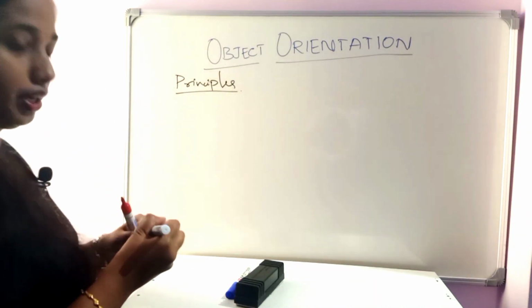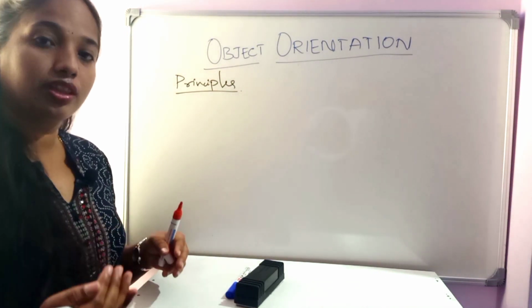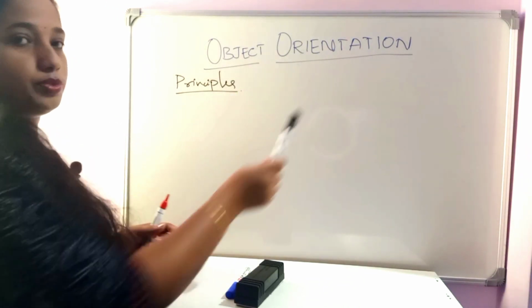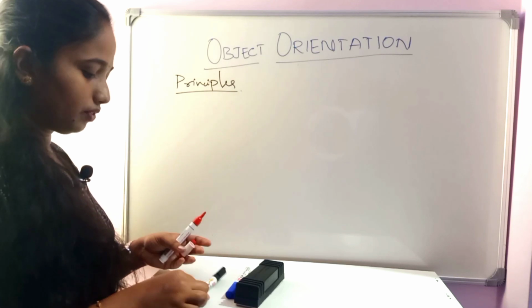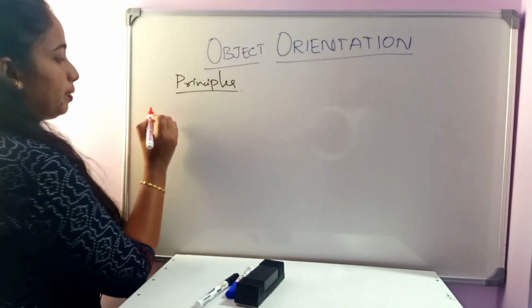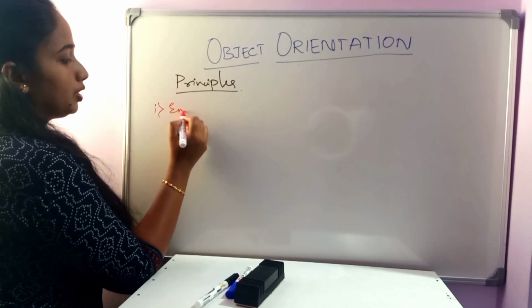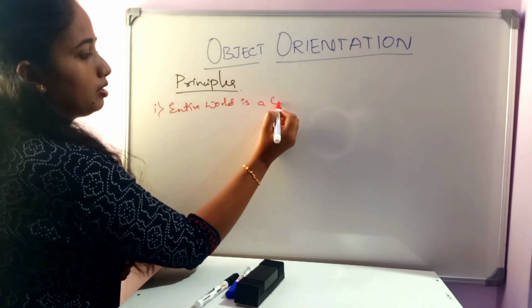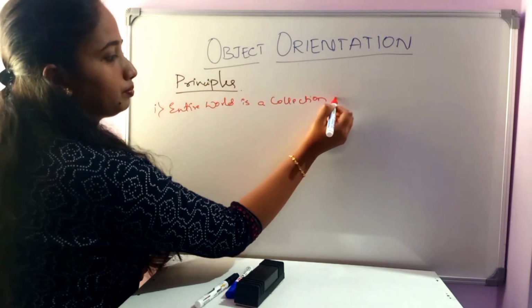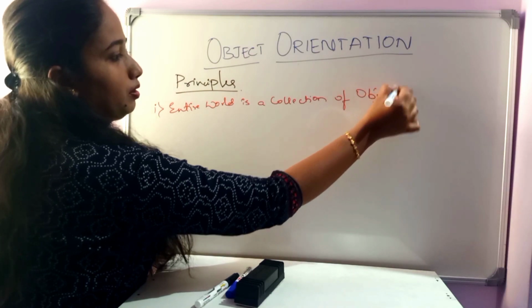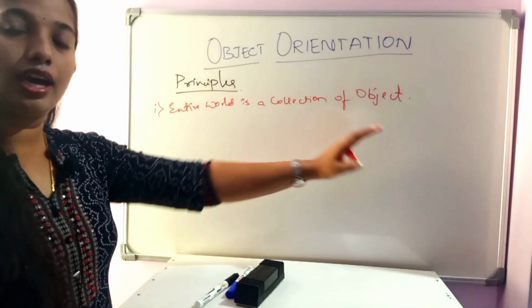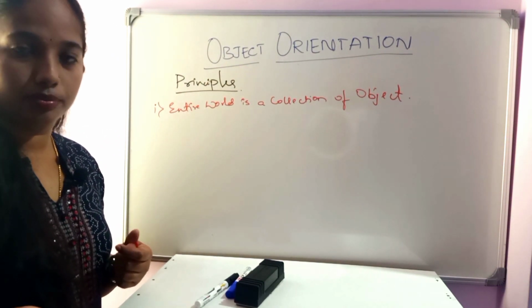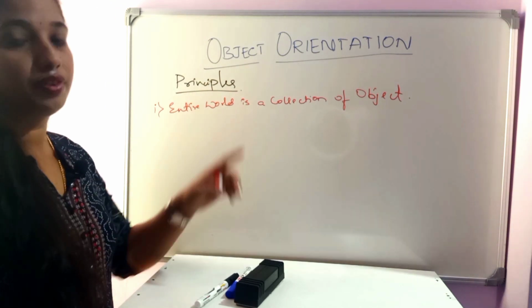What is object orientation? It is the perspective of looking at everything as a collection of objects. So that is what is called object orientation. Now the principles. The first principle is the entire world is a collection of objects. An object orienter should know how to identify the object.